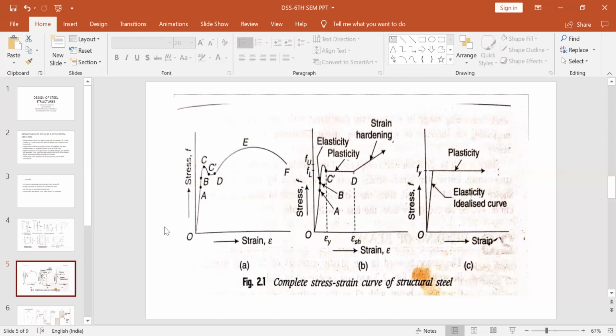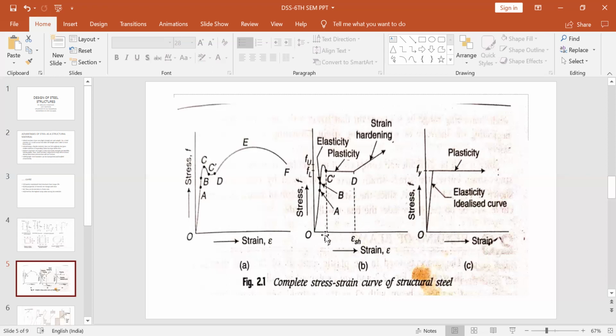Now what happens here? This is a very curvilinear kind of curve. So for considerations, they have idealized the curve. Whatever non-linearity was there, they have converted into linear parts. So everything up to here was linear, then it is non-linear, then again it is linear. So this is the idealized curve. This is not the real curve. The real curve is this one, but they have generalized the curve into a combination of elastic and plastic parts.